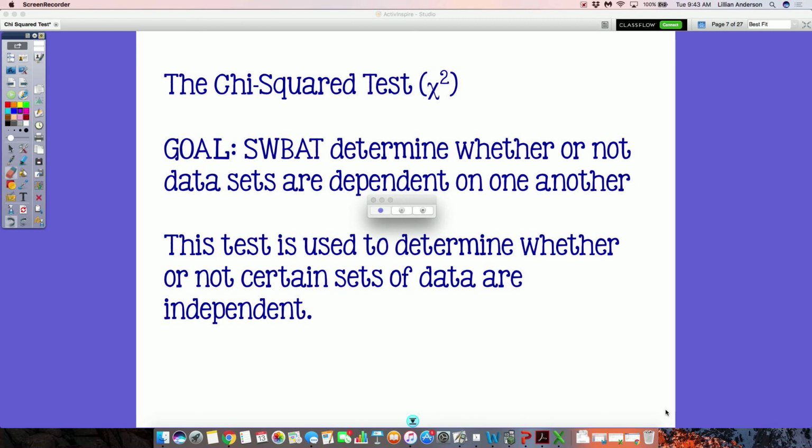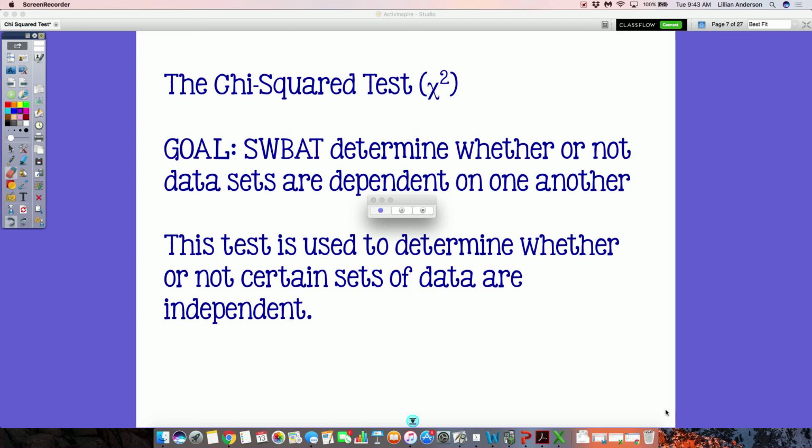In other words, you use this test to see if certain data sets are independent of each other, meaning they have no effect on the outcome. Okay? And so how we're going to do this is we're going to take an example, and it's going to be an ongoing example to walk you through the steps of how to perform the chi-square test.